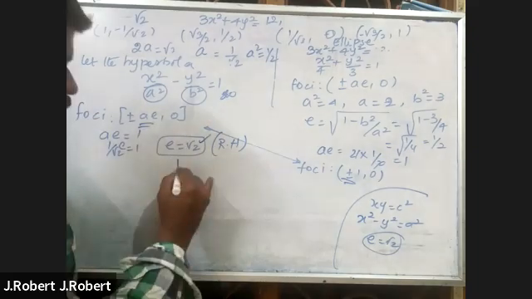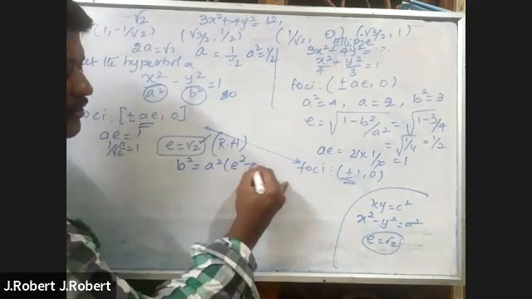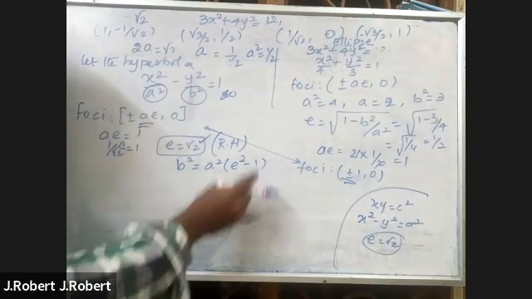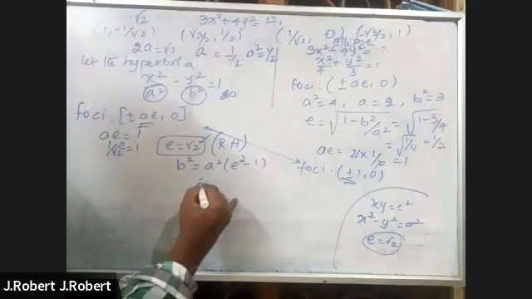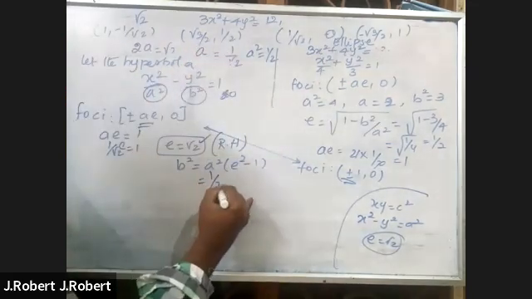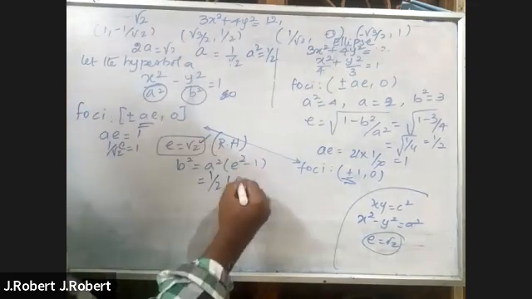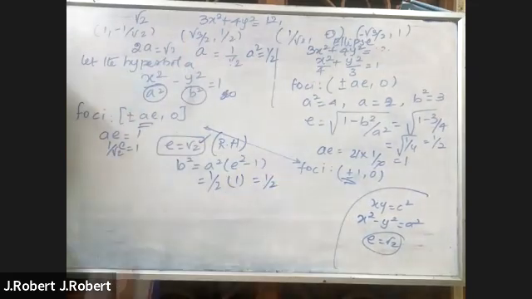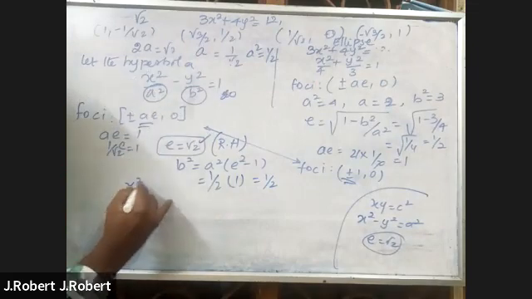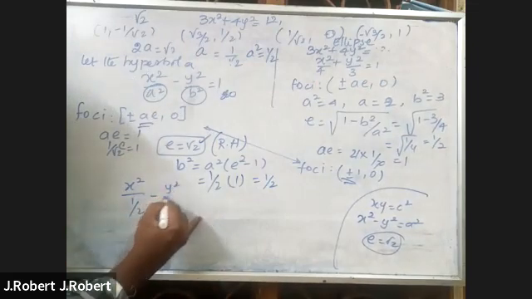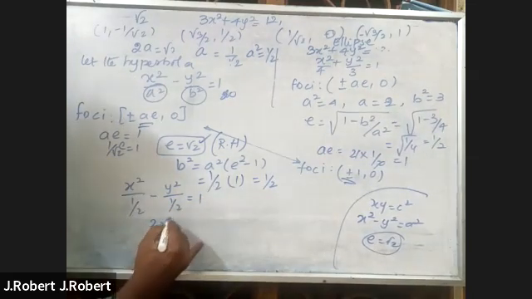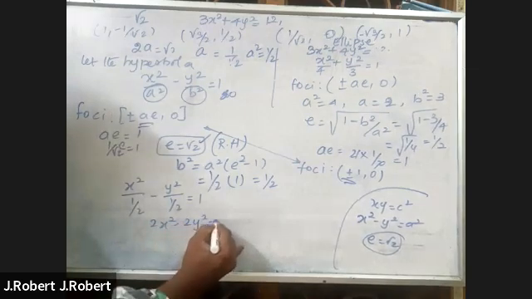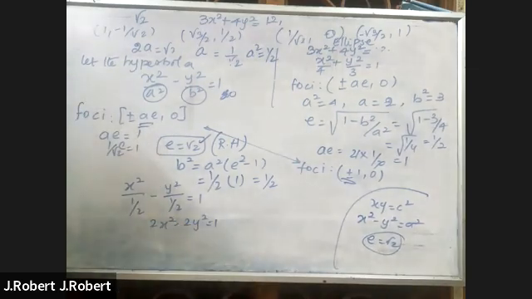Now we can find b square. b square is equal to a square times (e square minus 1). Some people write it wrongly: e square minus 1 is applicable for hyperbola, and 1 minus e square is apt for ellipse. Now a square is 1 by 2, times e square 2 minus 1, which is 1. So b square is also 1 by 2. Substitute in the standard equation. We get x square by 1 by 2 minus y square by 1 by 2 is equal to 1. Taking reciprocals, we get 2x square minus 2y square is equal to 1.